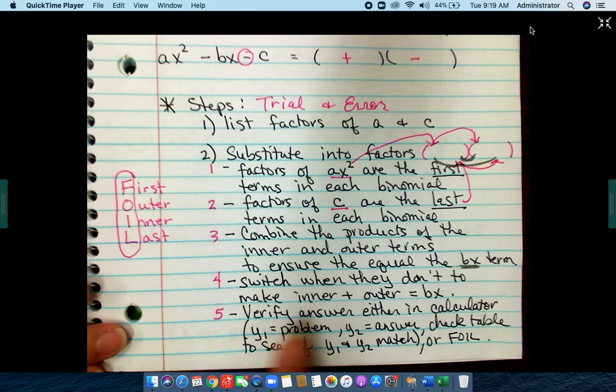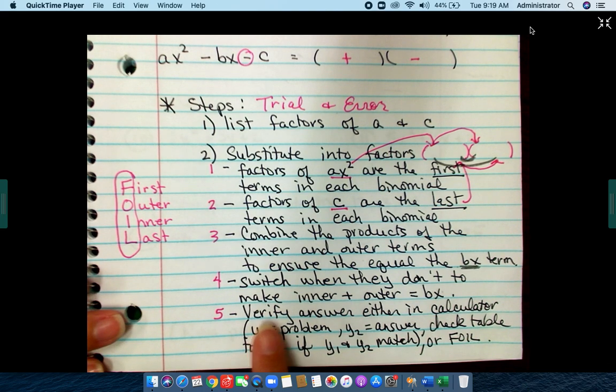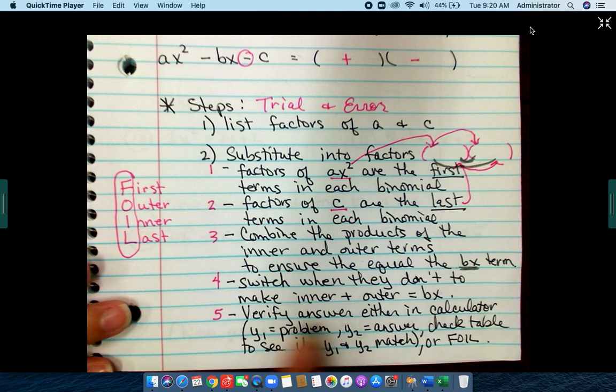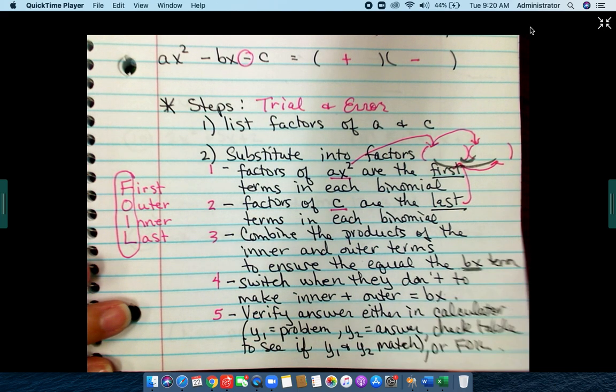And lastly, I just want to make sure you know that we can again verify our answer in our calculator, again using the Calculate 84 app if you have an iPhone, or your TI graphing calculator emulator on your Android phone. But again, we put our problem in Y1, our answer in Y2, and we check the table to see if Y1 and Y2 match. That's how we can use our calculator, or we can simply FOIL it out.